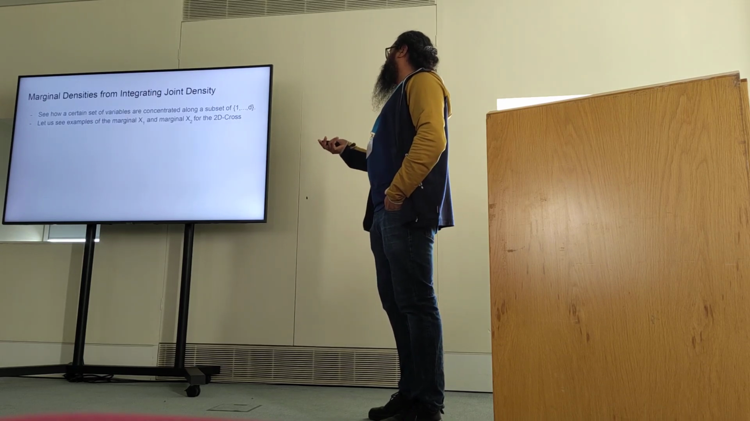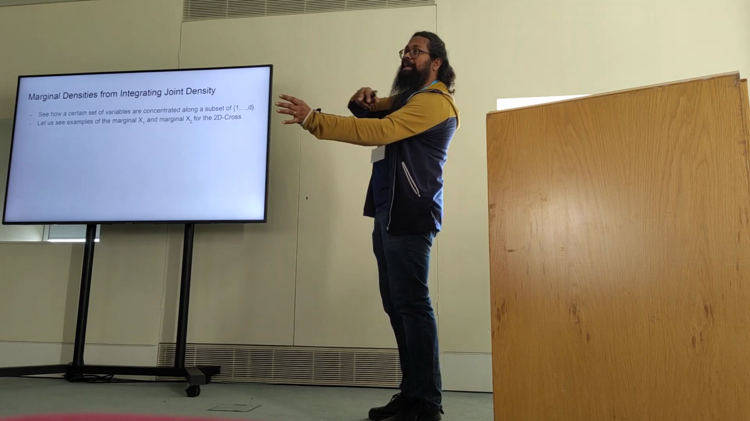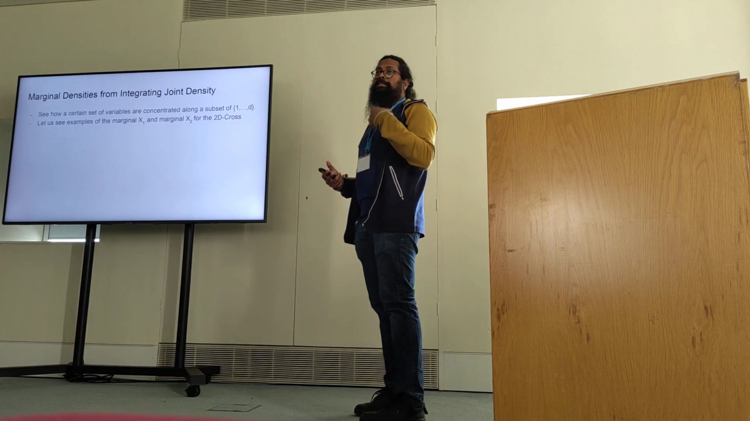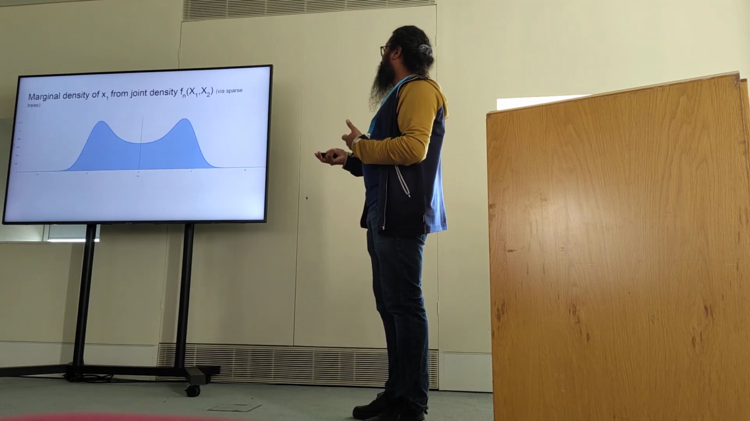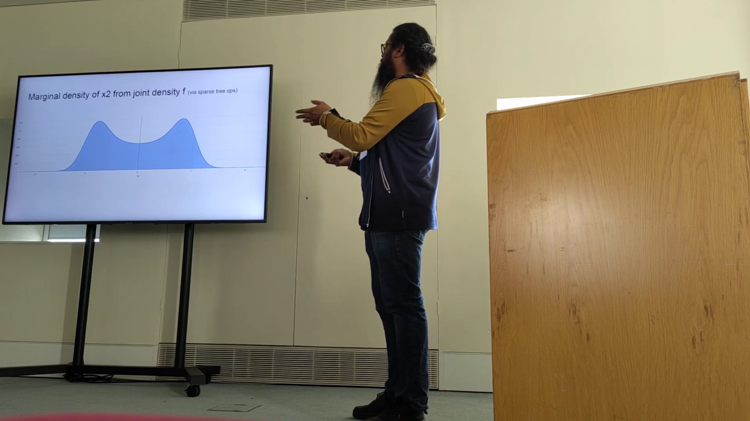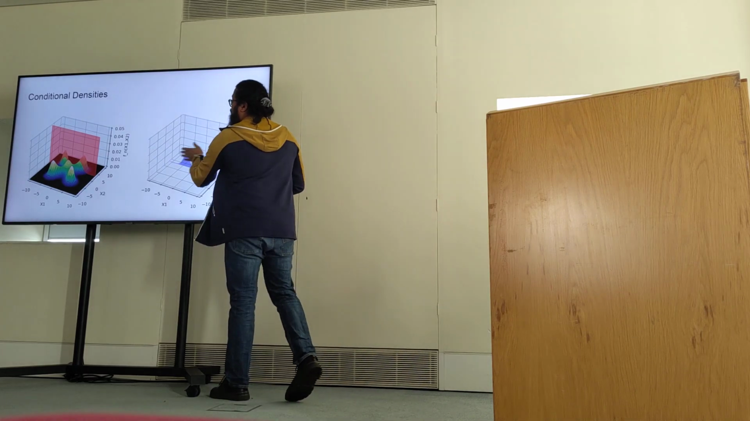So marginal densities, from integrating joint densities, you can also do that as a tree arithmetic operation. You can actually integrate out any subset of the joint density and get marginal densities as a distributed sparse arithmetic representation, right? So this is the joint density marginal in X1 and X2. This is the conditional density, so that's what I mean by conditional density regression.